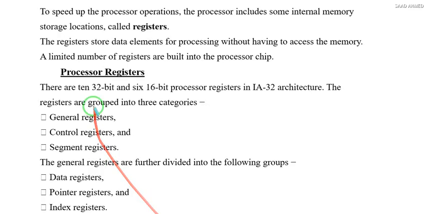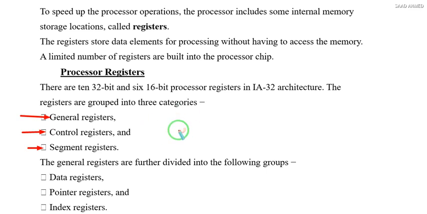As I told you, registers are storage locations, and they store data elements for processing without having to access the memory. A limited number of registers are built into the processor chip, present inside the microprocessor, and there can be different size registers, like 32-bit, 16-bit, and 8-bit registers. They are grouped into three categories: general purpose registers, control registers, and segment registers.